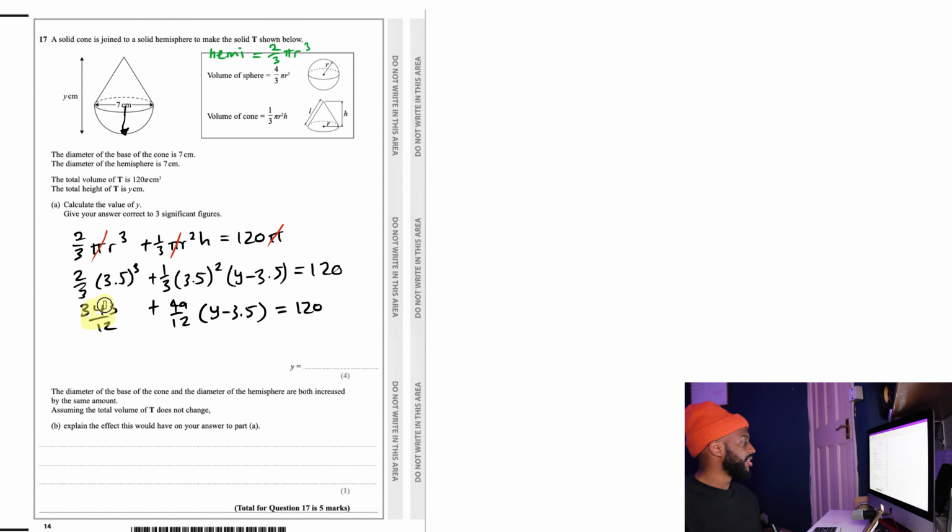Okay, next we're going to minus this fraction from both sides. That's going to leave us with 49/12, y minus 3.5, 1097/12.